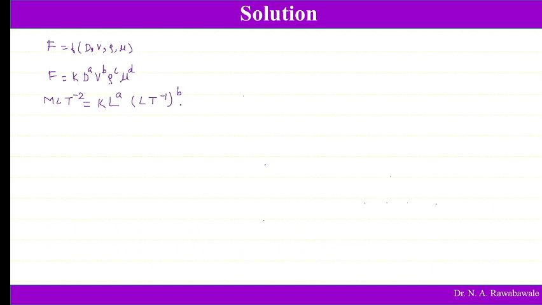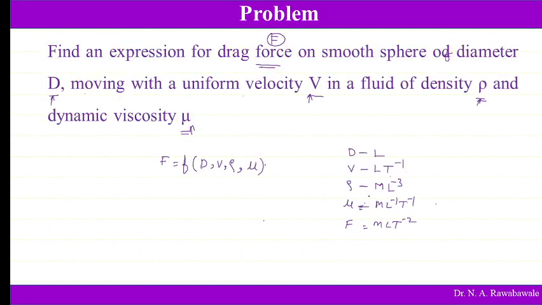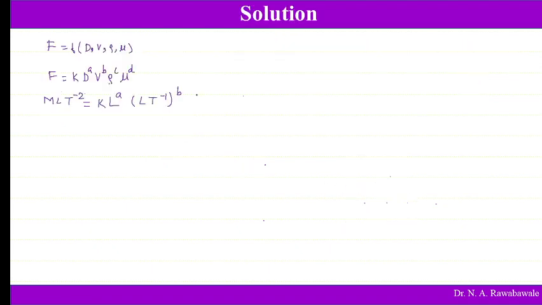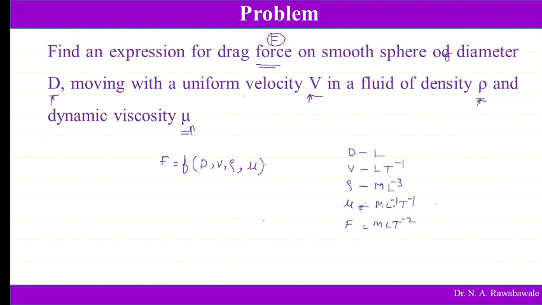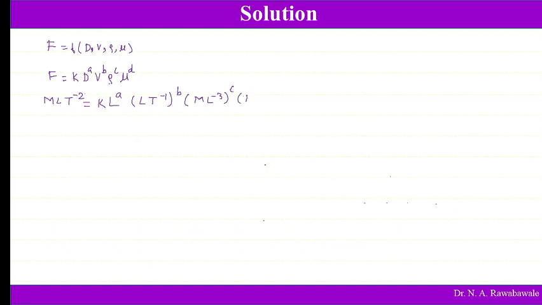Then rho is M L to the power of minus 3, to the power c. Then viscosity: the dimension for viscosity is M L to the power of minus 1 T to the power of minus 1, to the power d. So if we simplify this, k, L to the power of a, then L to the power of b, T to the power of minus b.